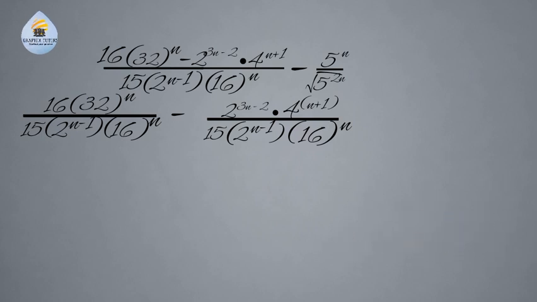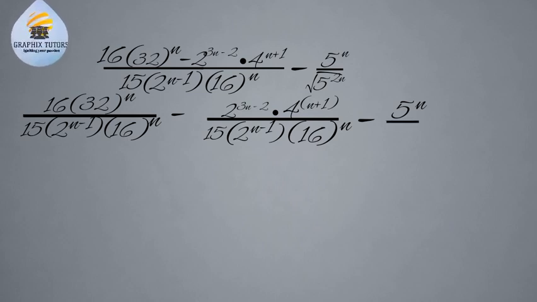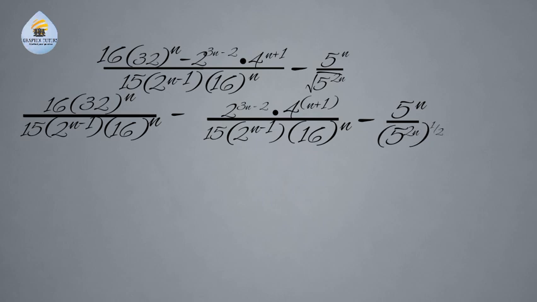So minus 5 to the power of n all over 5 to the power of 2n all raised to the power of 1 over 2, because another way of writing the square root sign is by putting 1 over 2 as the power. Now we move forward.